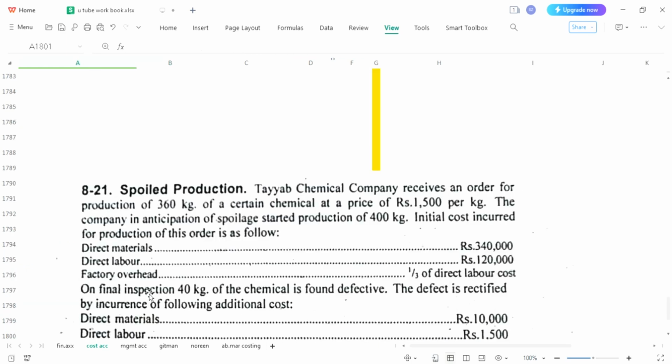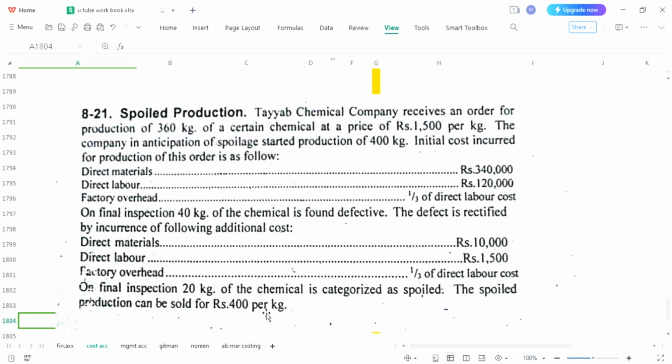At this stage it is narrated over here. Final inspection, 40 kg chemical is found defective. The defect is rectified by incurrence of following additional costs. So we have made these additional costs. Again, there is a little ease in our question because per unit is not mentioned, total amount is given. So we will directly be posting on rework. Kindly make your mind and clear your concept that it is rework for the defective goods.